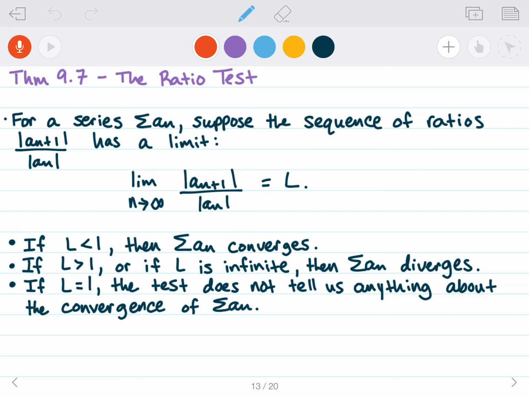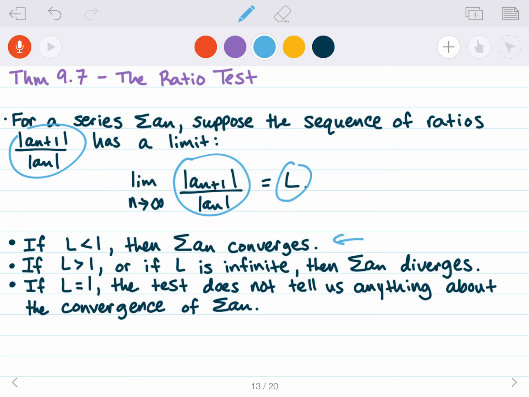So let's say that we have a series, the sum of a sub n. And suppose we have the sequence of ratios, a sub n plus 1, basically we're just putting in n plus 1 for our n, divided by the absolute value of a sub n. So if we have this situation, and let's say that we have the limit as n goes to infinity of the absolute value of a sub n plus 1 over the absolute value of a sub n equals L.